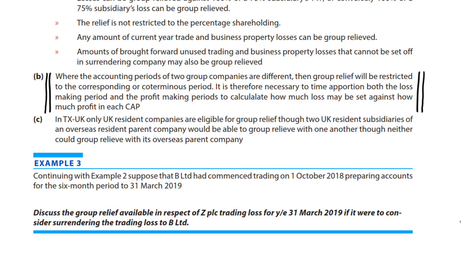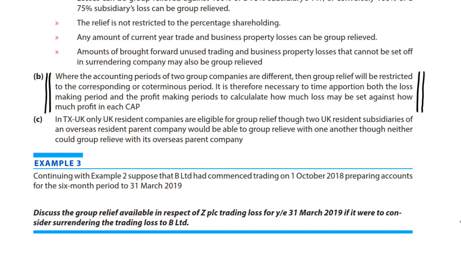At the end of our previous session together, looking at group relief, we raised one particular issue, not really a practical issue, but an eminently examinable issue. That is the situation where, unlikely though it may be in reality, one of the companies within the group that makes a loss has a different accounting period end to another company or companies within the group that make profits.